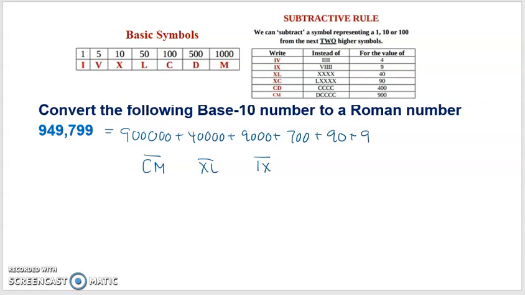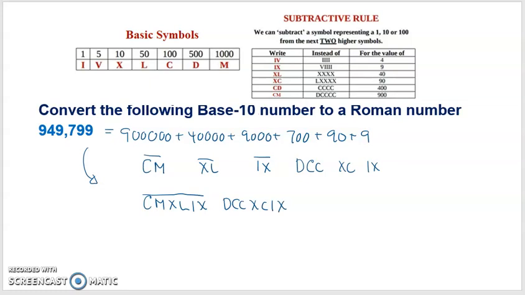700 would be actually 500. That's D. And 2 100s, CC. 90 is a subtraction combination, so that is XC. And 9 is another subtraction combination. This number is just full of them, IX. Now, what's traditionally done when you have a number of symbols with a bar is you put those all together. So if you want to write this as a Roman numeral, it would be CM XL IX, all with a bar over top of it, then DCC XC IX.